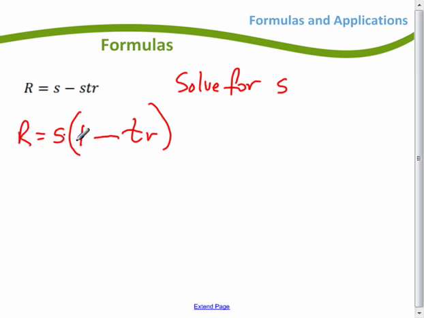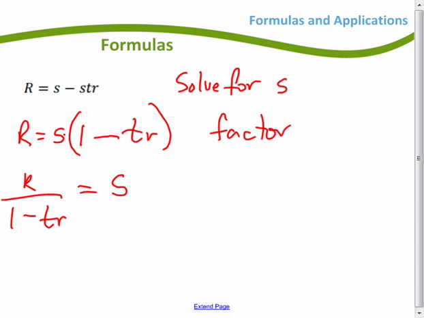I just want S, so I'm going to get rid of this. So I'll divide both sides by that, leaving me with R over 1 minus T lowercase r is equal to S. Now I've solved the equation for S. The trick there, though, was to factor. So I could factor an S out. That gives me only one S now. Then I can use the division principle to divide both sides by this, and I have the equation solved for S.